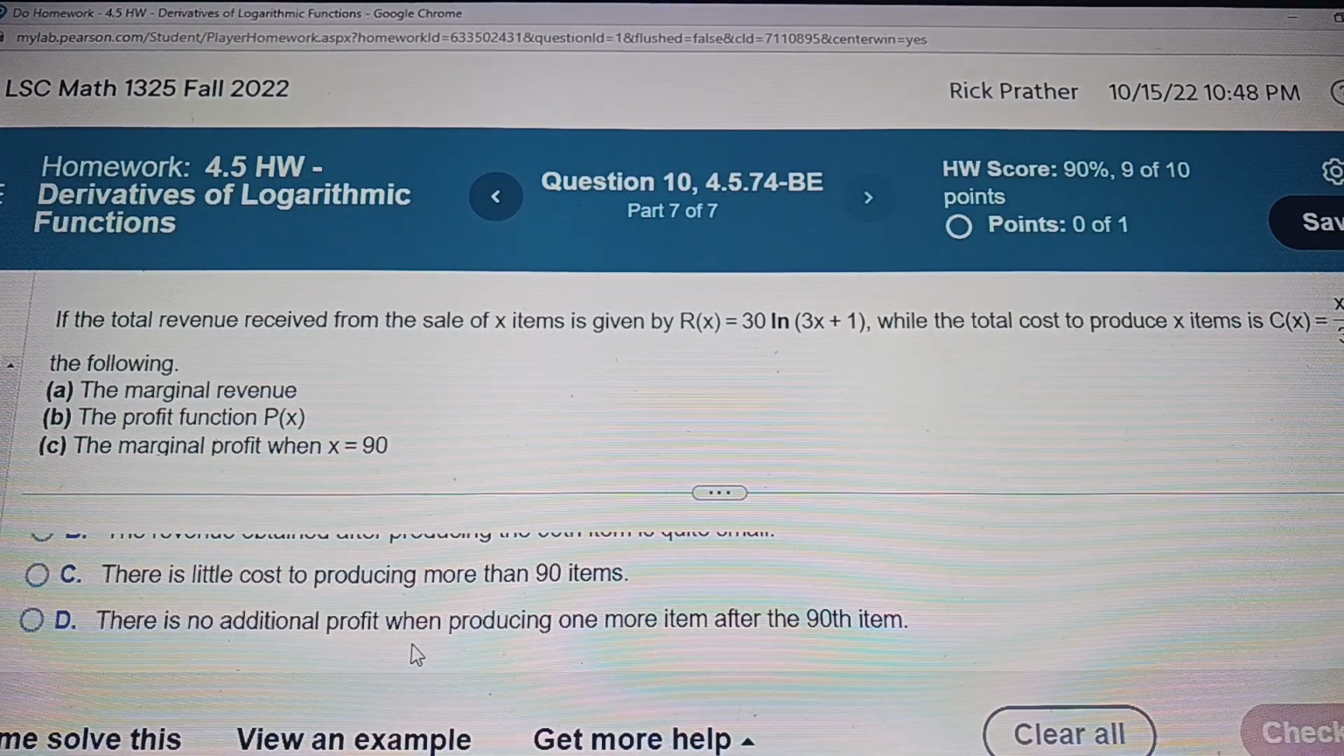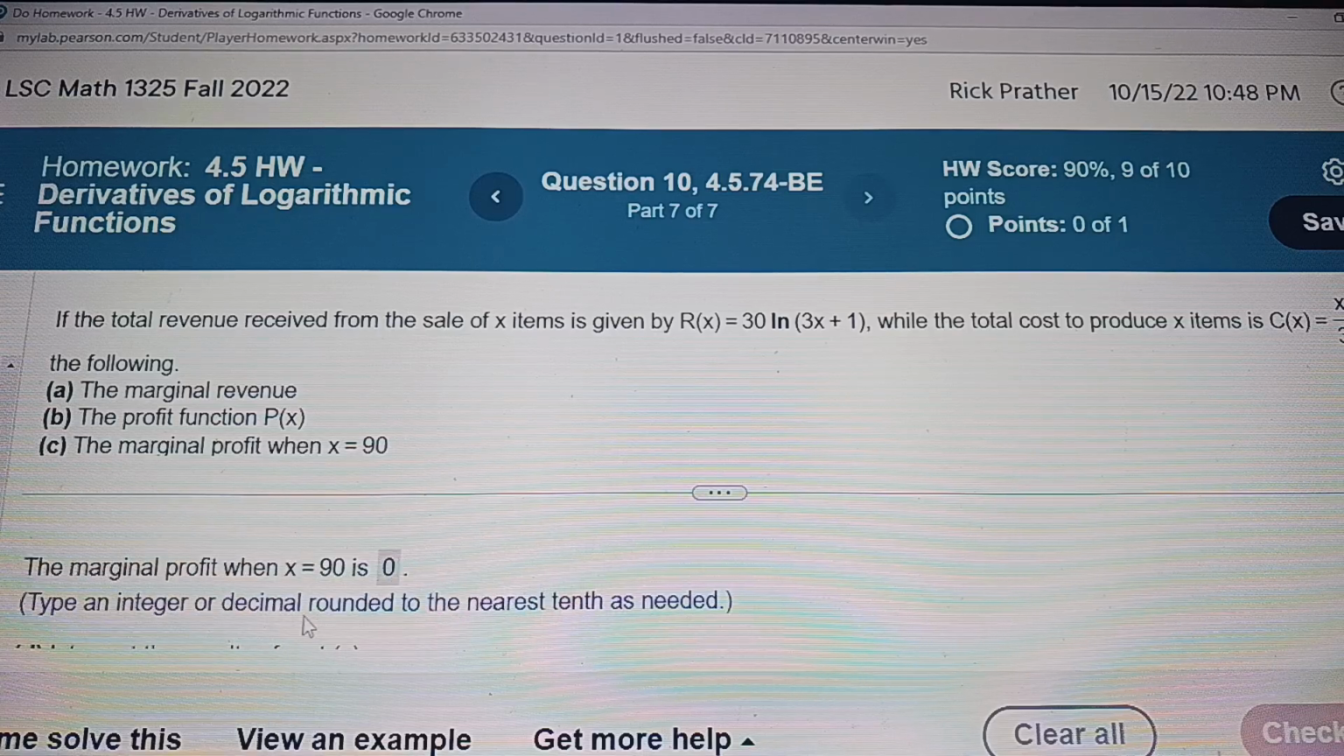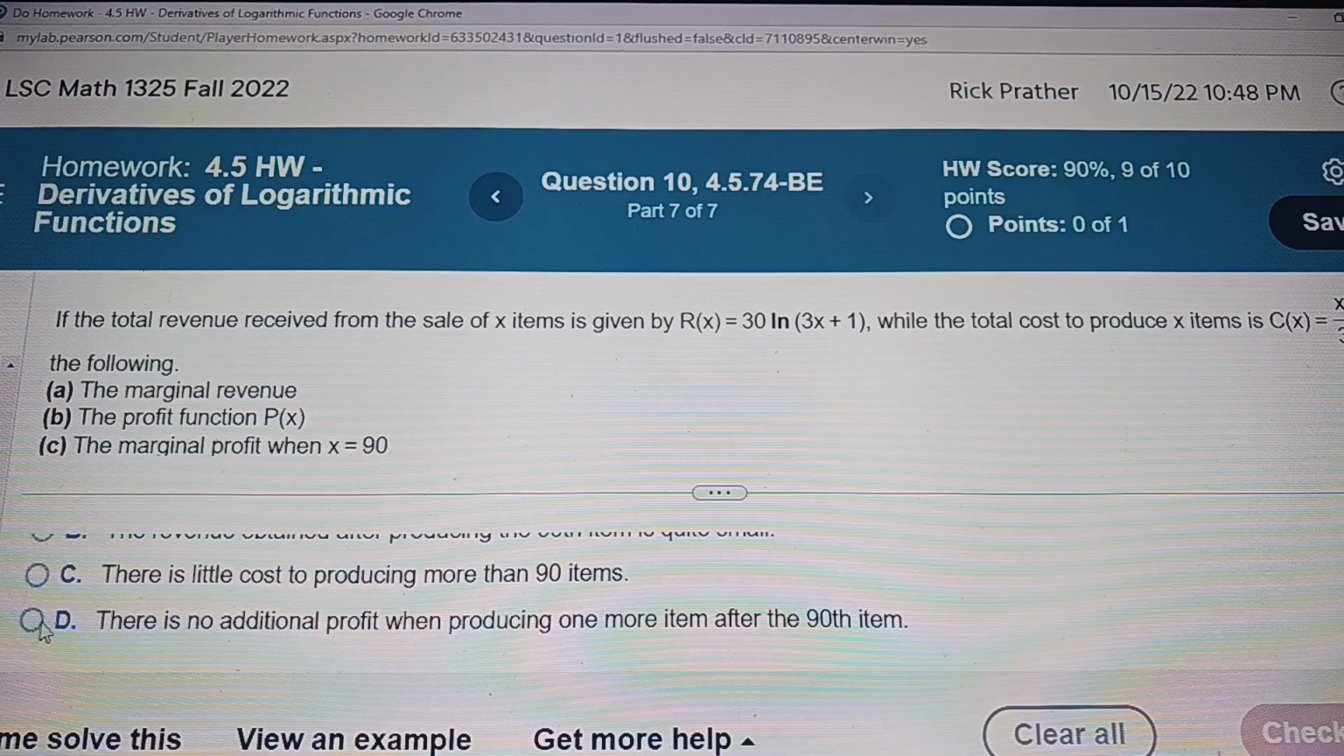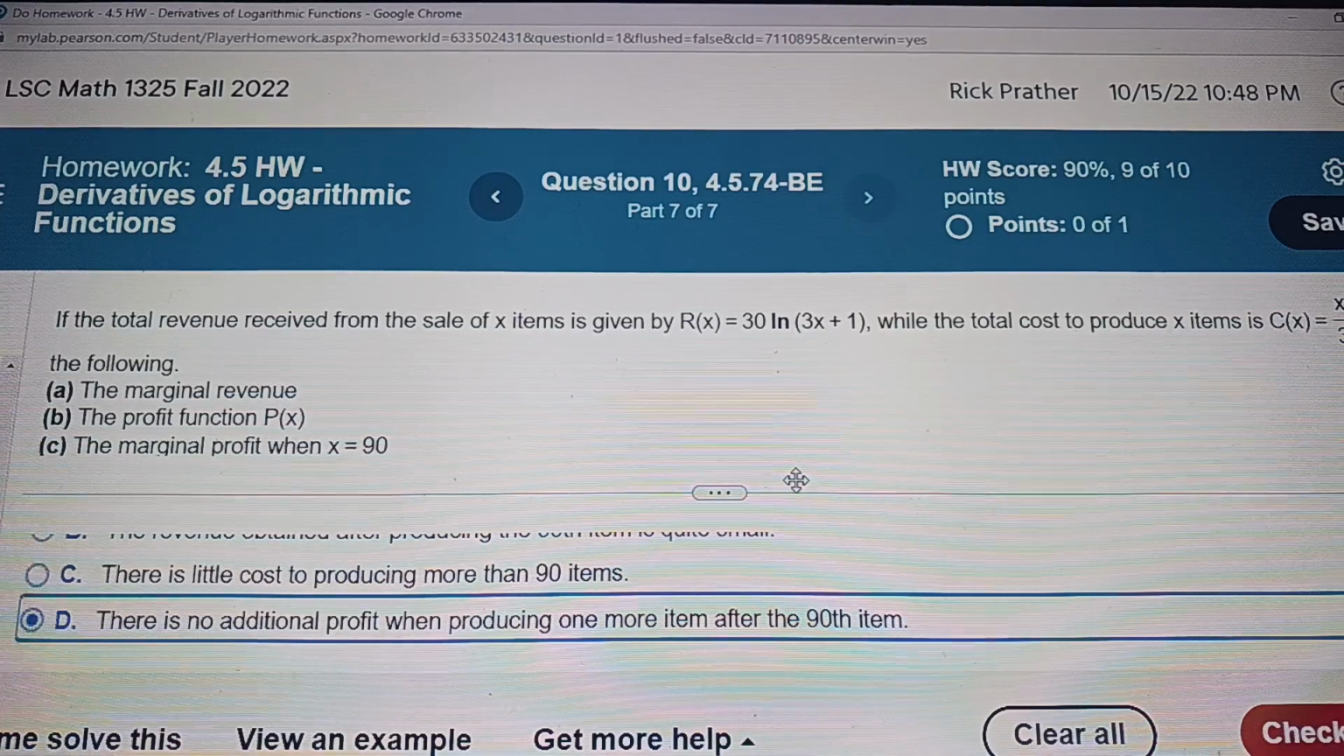So, see, that's that idea again. That derivative is the same thing as doing one more after the one you're on. That's kind of the instantaneous change. And there's no additional profit. 0, literally, no additional profit. So this is what a business would like to know, because then they're just wasting their time if they make more than 90 items.